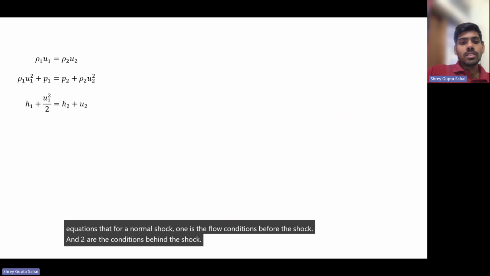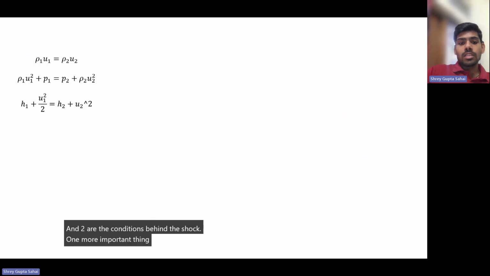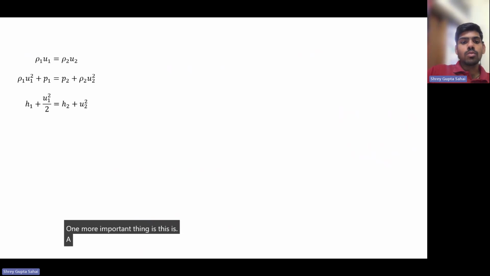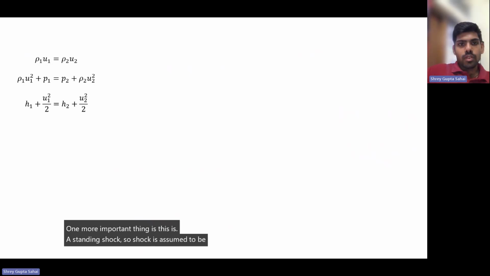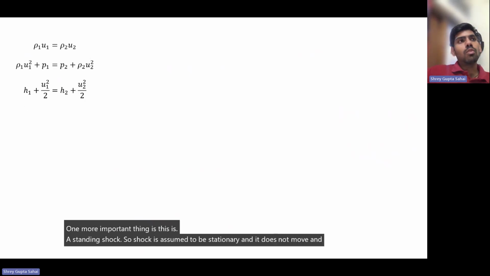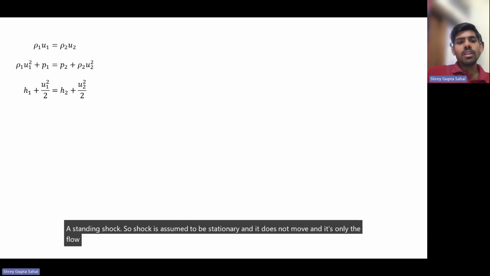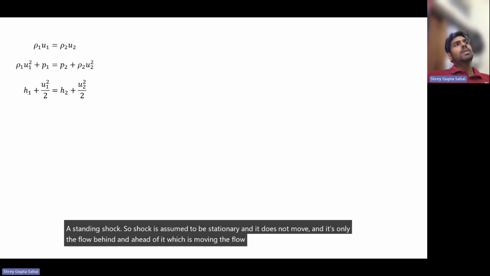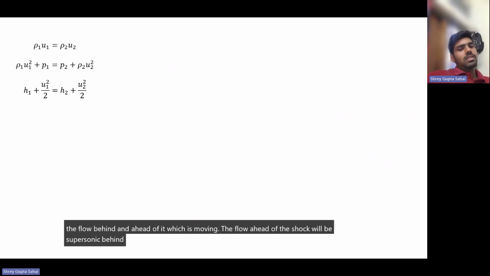One more important thing is this is a standing shock, so the shock is assumed to be stationary and it does not move. It's only the flow behind and ahead of it which is moving. The flow ahead of the shock will be supersonic, behind it will be subsonic. That's the idea.